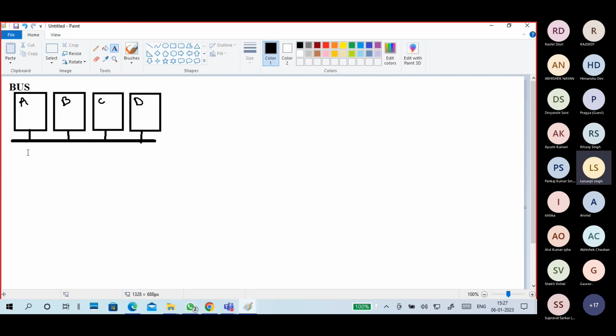The devices are connected to a backbone wire. So data is transmitted through this backbone wire. If A wants to communicate to B or C or D, they have to send packets to this backbone wire only.